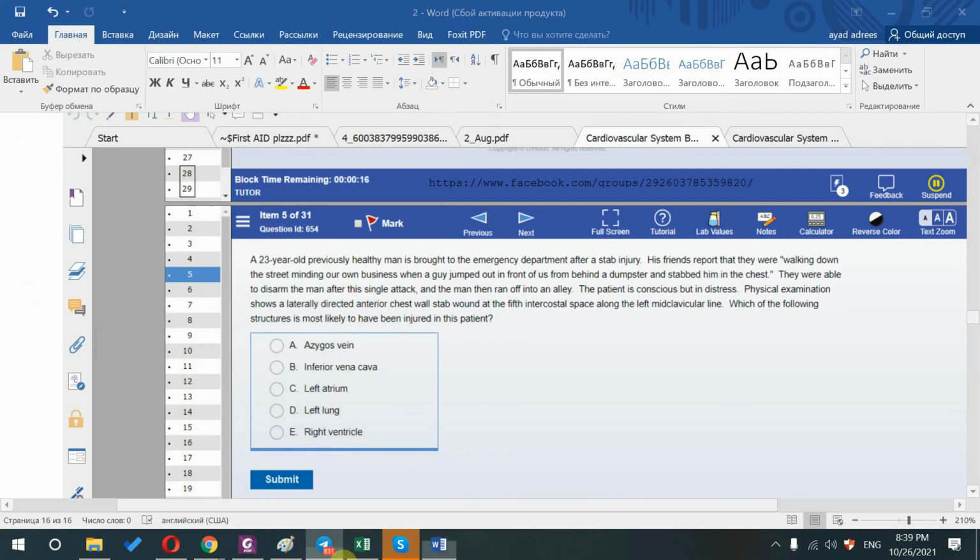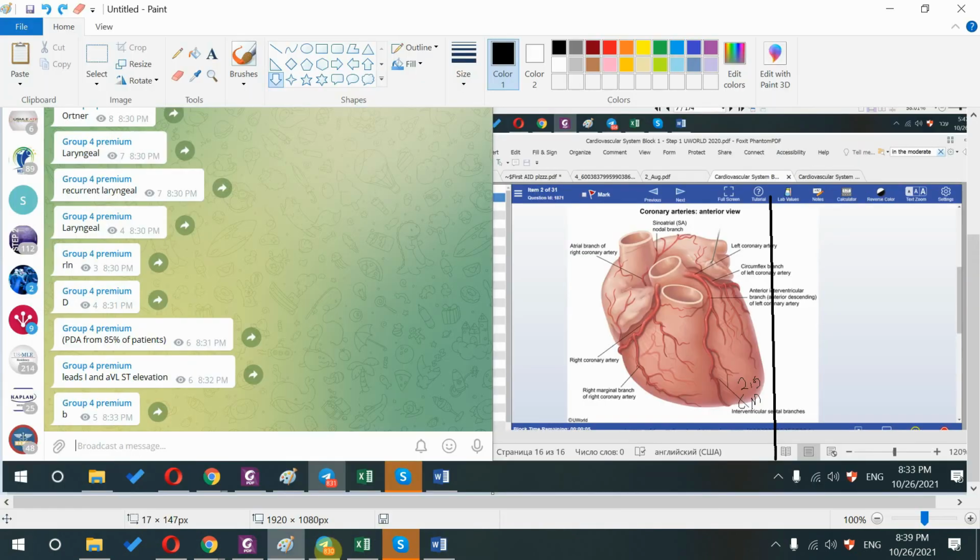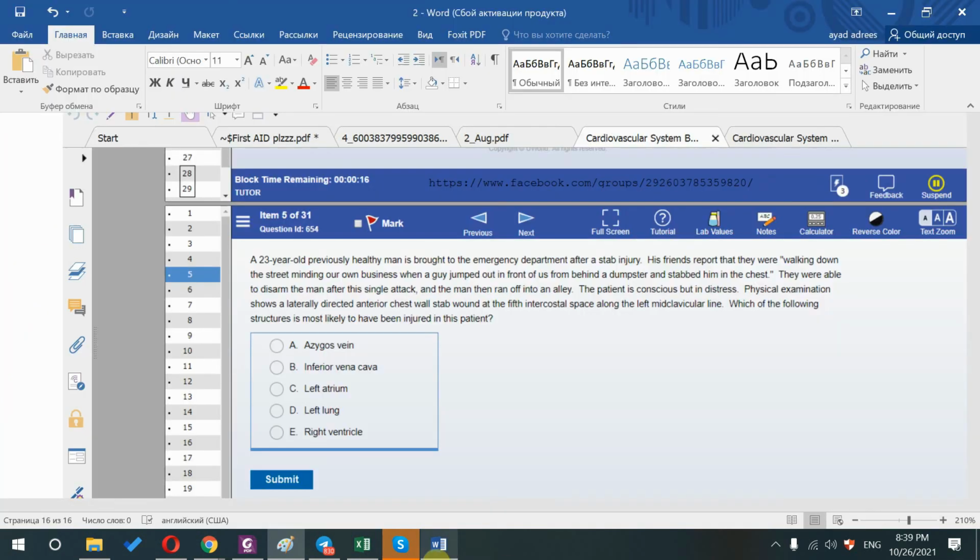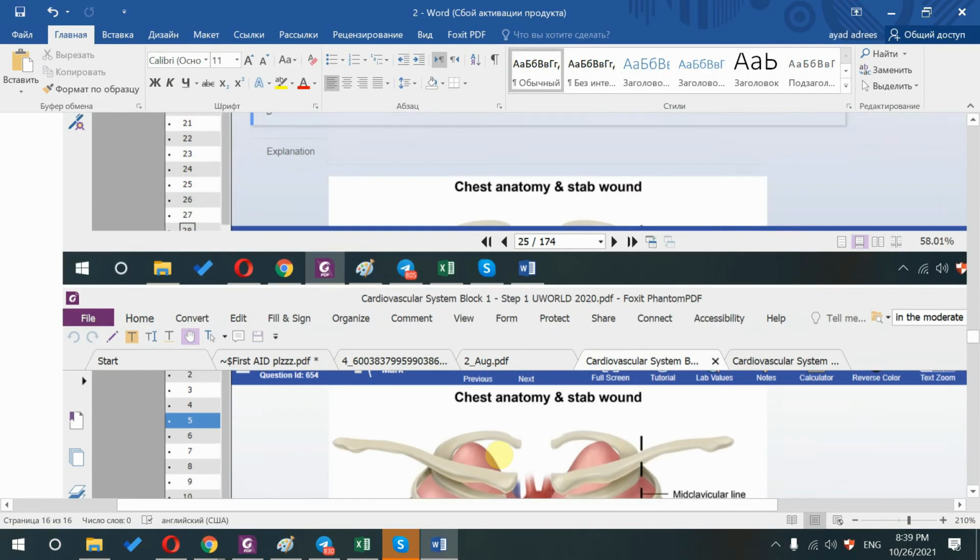Yes, D is the left lung. That's correct. So yeah, you have to know where the apex is located, and according to that you decide, and you were correct. Basically, it's 2.5 centimeters to the right of the midclavicular line. So if he was stabbed at the midclavicular line going laterally, it will be in the lung. Correct. And if you hit the lung, you are at high risk of getting pneumothorax.